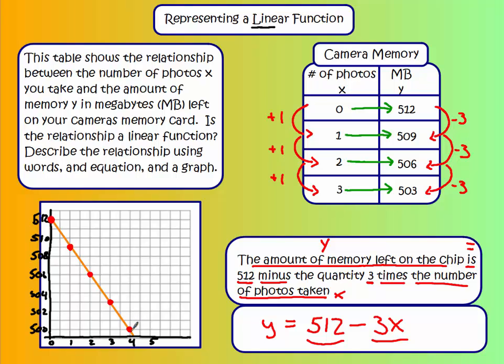And does that make sense? If I added a section to this table here that said 4, well, I'd have to subtract 3 more, and I'd be at 500. So my table makes sense, my graph makes sense. Linear functions, the dots will all create a straight line. That's how you know it's linear. And that's really it for this.